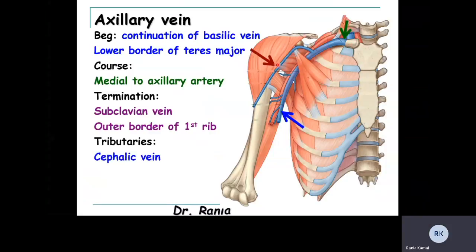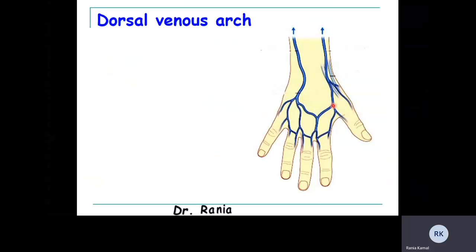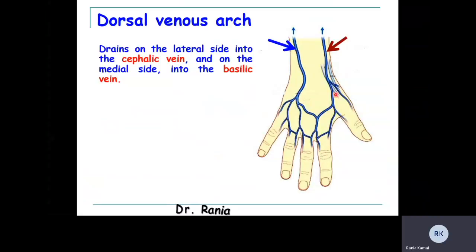Its tributaries are, the main tributary is the cephalic vein, after this vein pierces the clavipectoral fascia, and the venae comitantes of the brachial artery. Regarding superficial veins, we have the dorsal venous arch on the dorsum of the hand, and this arch is drained laterally by one vein, the cephalic vein, and medially by another vein, the basilic vein.